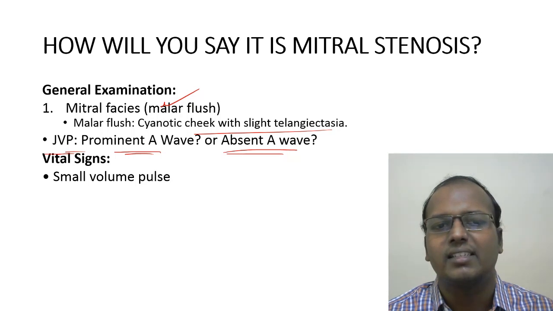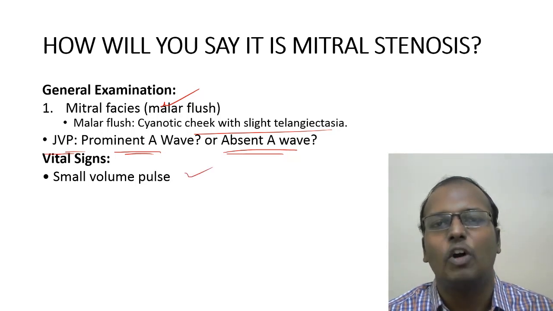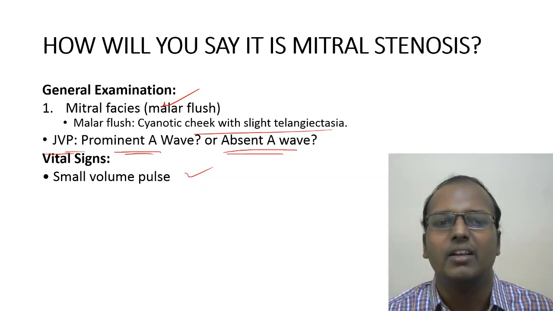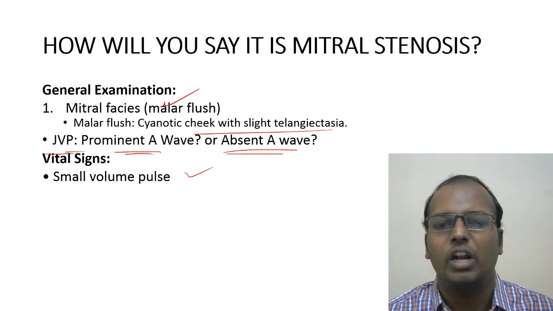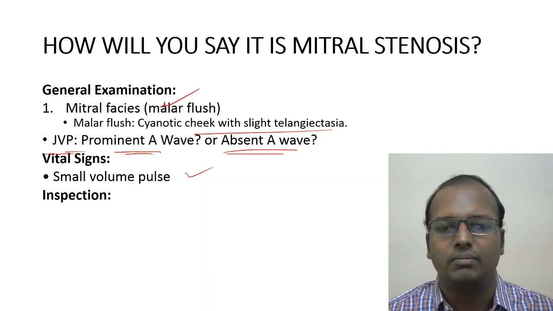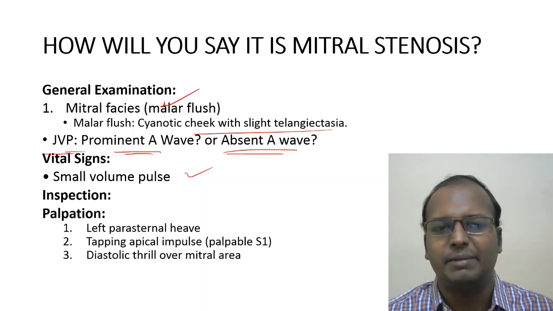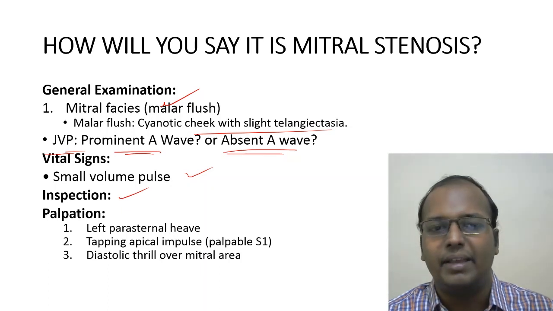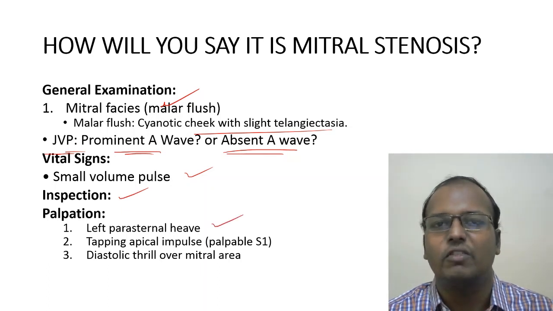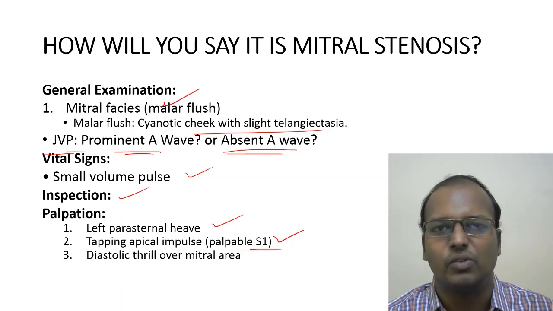Then vital signs: you have a small volume pulse because the output is affected by the narrowed mitral valve. From the mitral valve, the ventricle will receive blood, and from the ventricle the output will be there. So in a mitral stenosis patient, the volume of the pulse will be small. Then on inspection, any specific findings? Nothing great. On palpation, there can be a left parasternal heave, either because of right ventricular hypertrophy or because of left atrial enlargement. And then a tapping apical impulse. This is the classic apical impulse which can happen only with mitral stenosis.